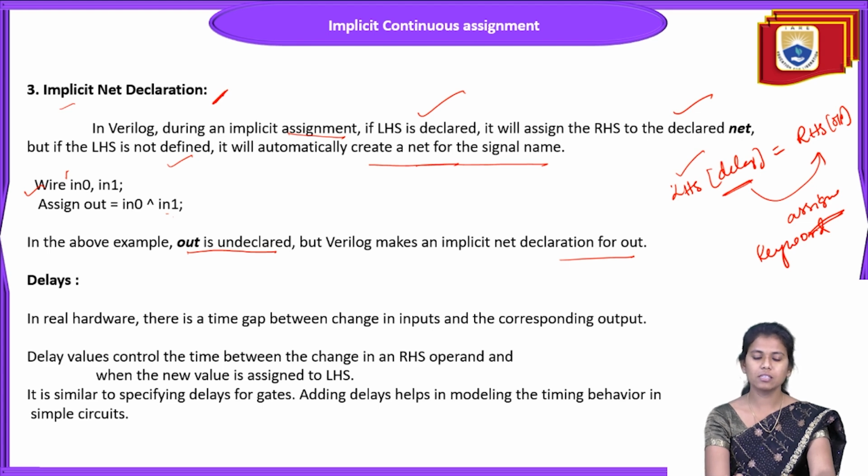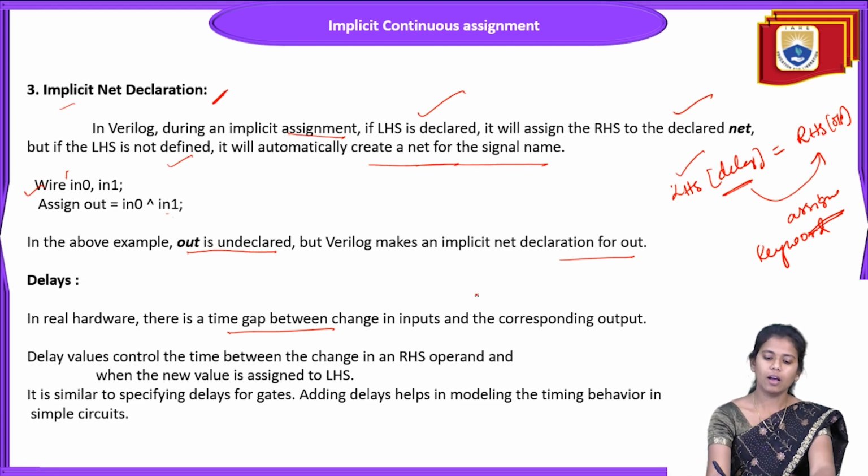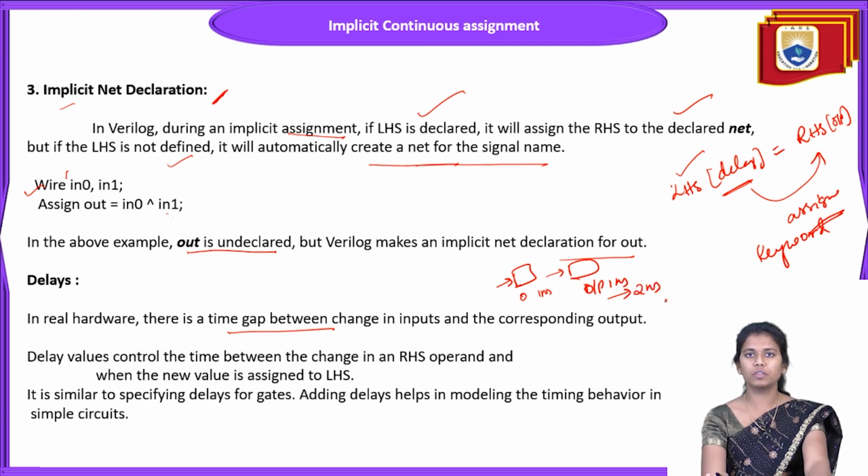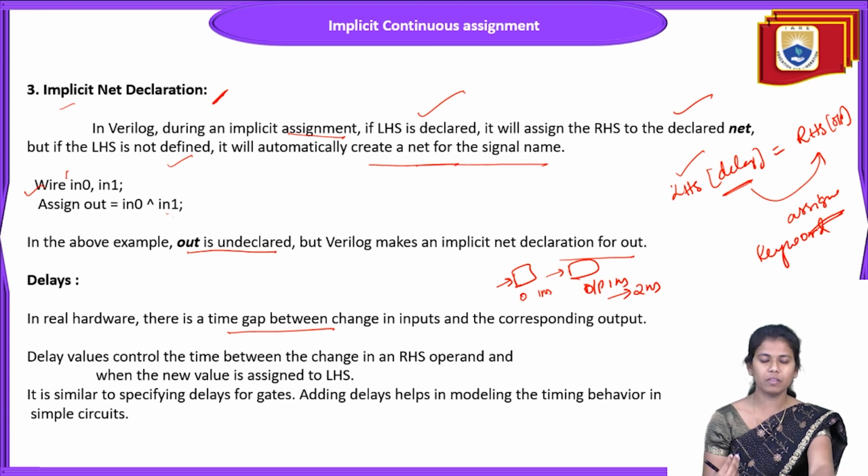Coming to delays, a delay is nothing but a time gap between the input change and the output change. For example, I give my input 0 at 1 nanosecond, so I should get my output exactly at 1 nanosecond. But due to some mismatches or disturbances inside the circuit, it may be delayed to 2 nanoseconds. So overall, with a difference of 2 nanoseconds, I am getting my output. This is nothing but the delay.